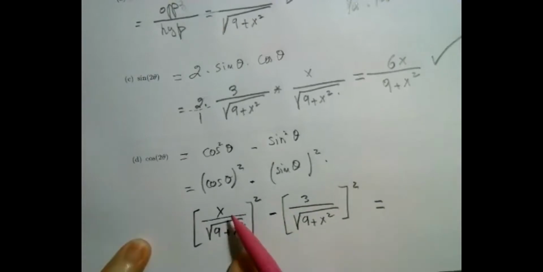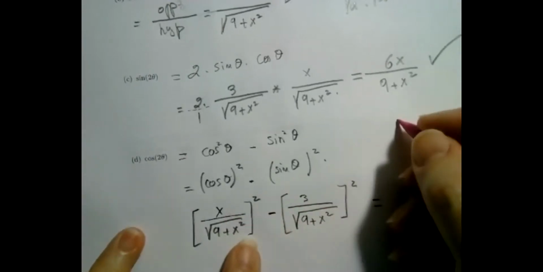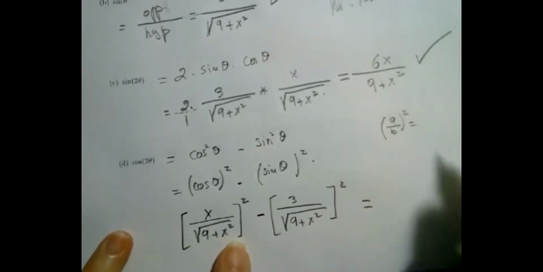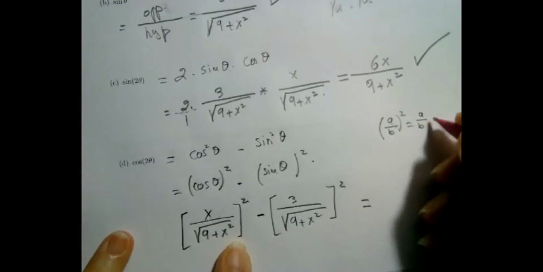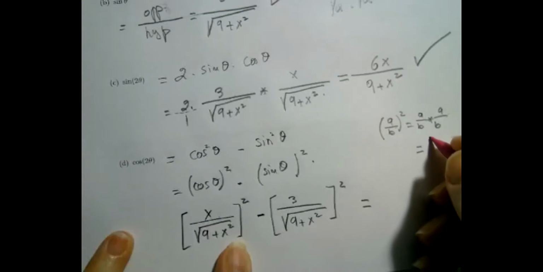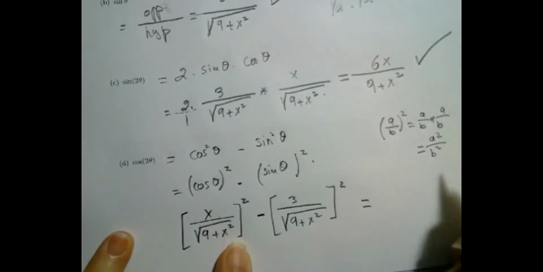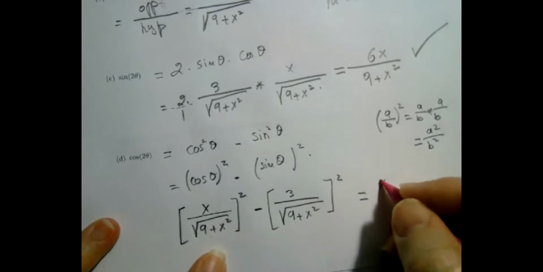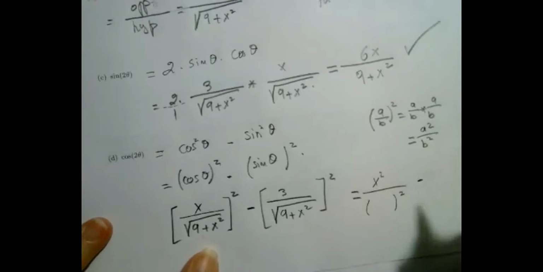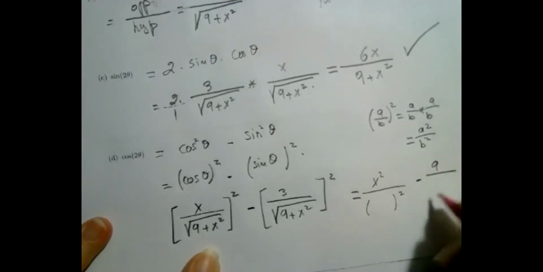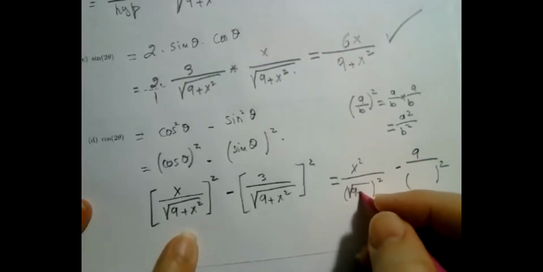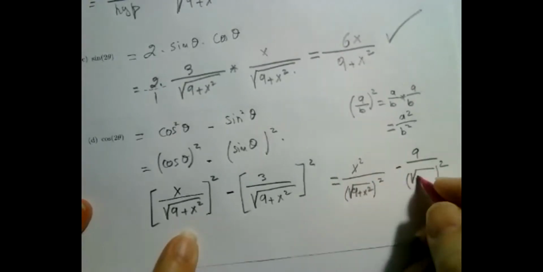Whenever you have something like a over b and you square it, it's a over b times a over b. So again, the usual: it's a times a over b times b, which is b squared. So it's going to give me x squared over the denominator squared, minus 3 squared, which is 9, over the denominator squared, which is the square root of 9 plus x squared, the square root of 9 plus x squared.